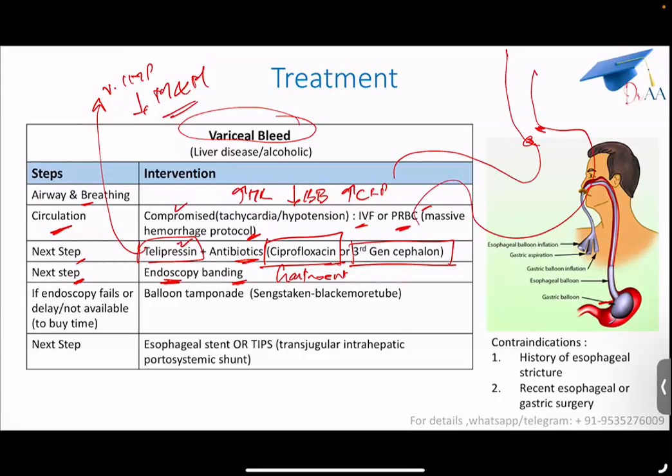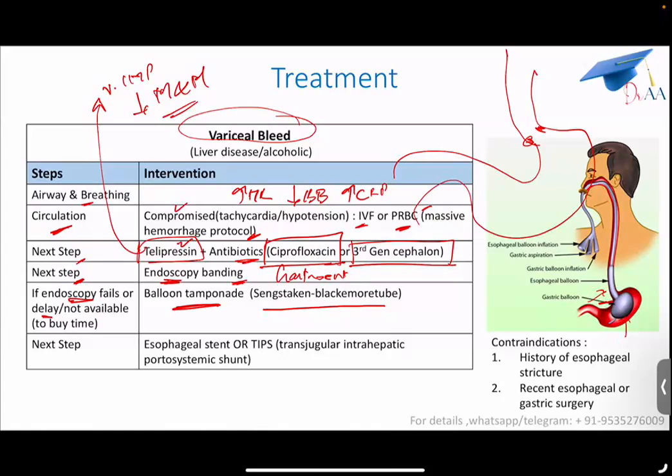For some reason, if you don't have the gastroenterologist available at the right time, or the endoscopy you have done has failed, then you can do something known as balloon tamponade. Okay, what is balloon tamponade? Balloon tamponade is nothing but the Sengstaken-Blakemore tube. This is a tube which you insert through your nasal or the oral cavity and goes inside your stomach. There's one balloon which inflates in the esophagus, another balloon inflates in the gastric, that is in the stomach.